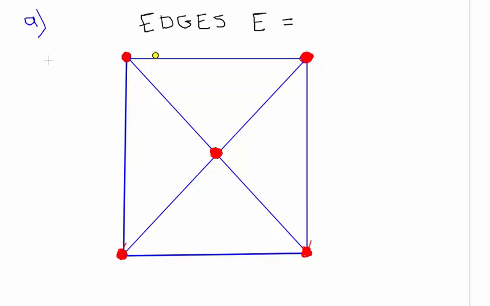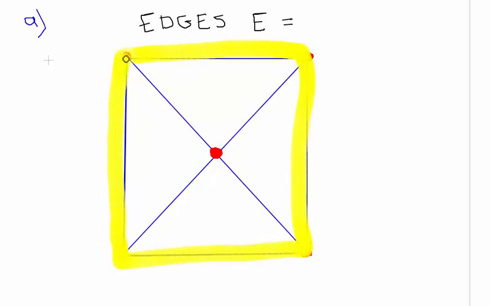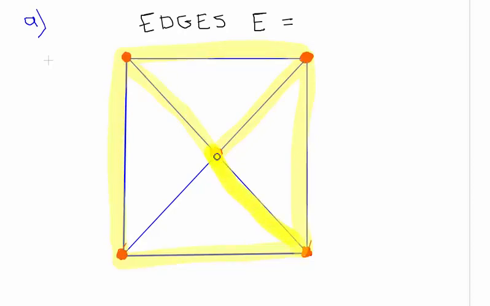Okay. So let's just go around the outside first. 1, 2, 3, 4, 5, 6, 7, and 8. So the number of edges is 8. It's handy for me to go through them like that. So E in this case is equal to 8.